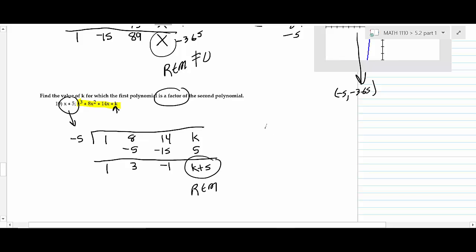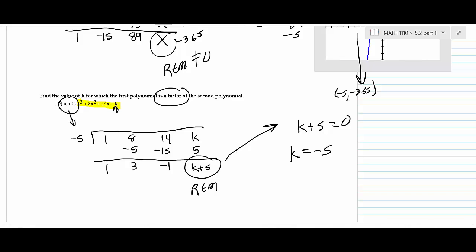Okay, but here's the deal. You want this to be 0 in order for that to be a factor. So what would k have to be in order to make that a factor? -5, exactly. K has to be -5. It can't be anything else. That's the idea. That's just a little twist on the problem, just to see if you're thinking. Okay, any questions? So that would be a factor.